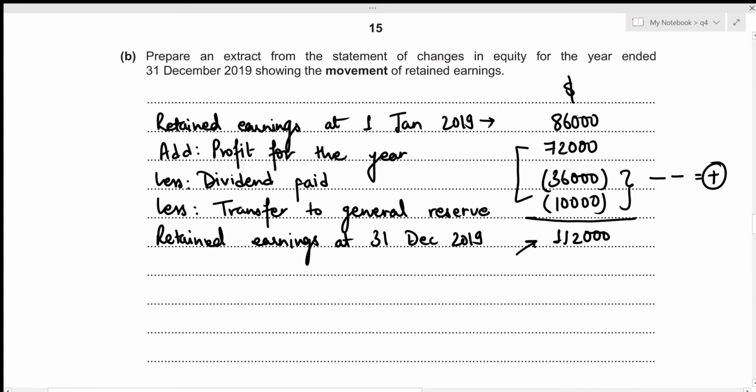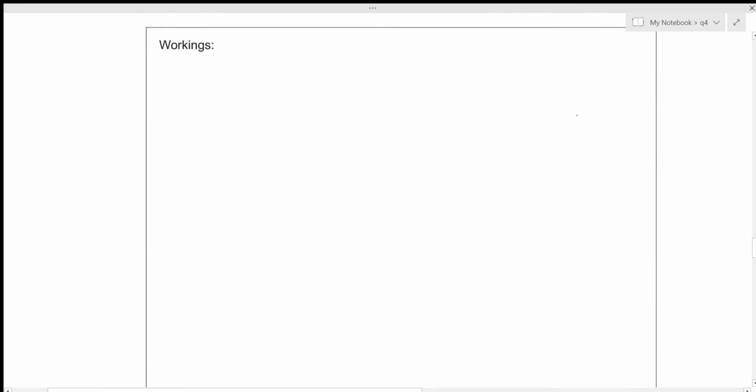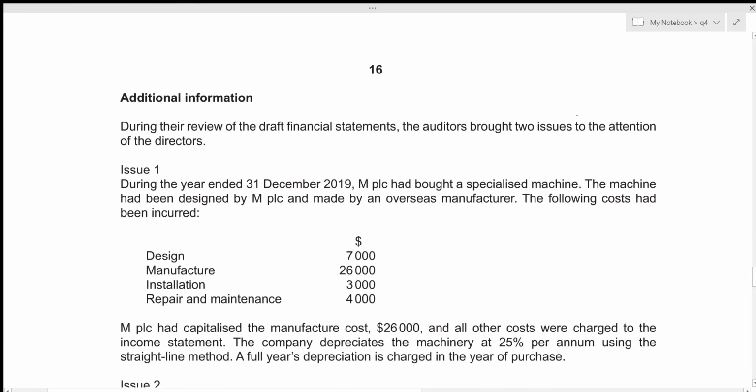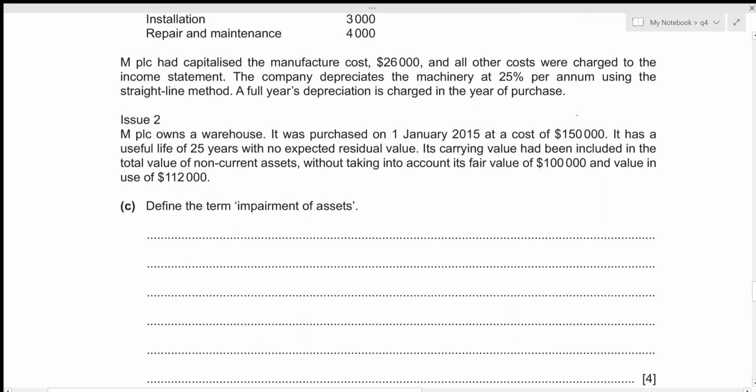Okay, so this concludes the second part of this question. Now we can move towards the third one. Alright, we were given the working section right here, so instead of scribbling all over the question paper like I did, you should be mentioning all of your workings in this particular box. Then we are given additional information. Okay, let's have a look at our third question.